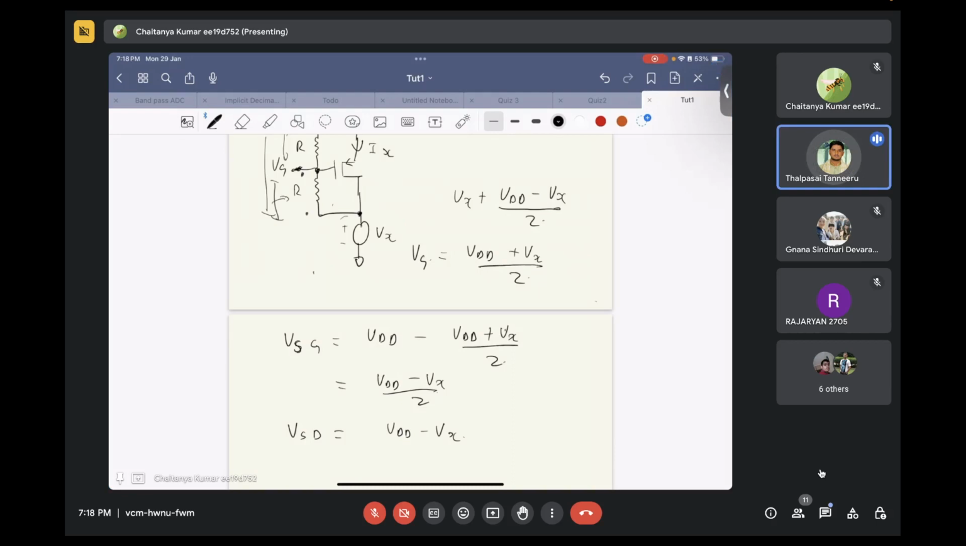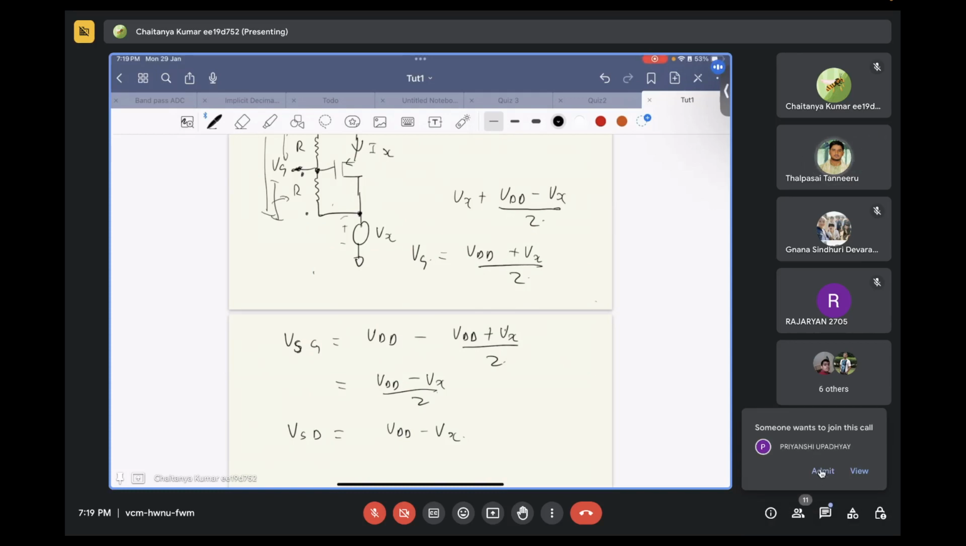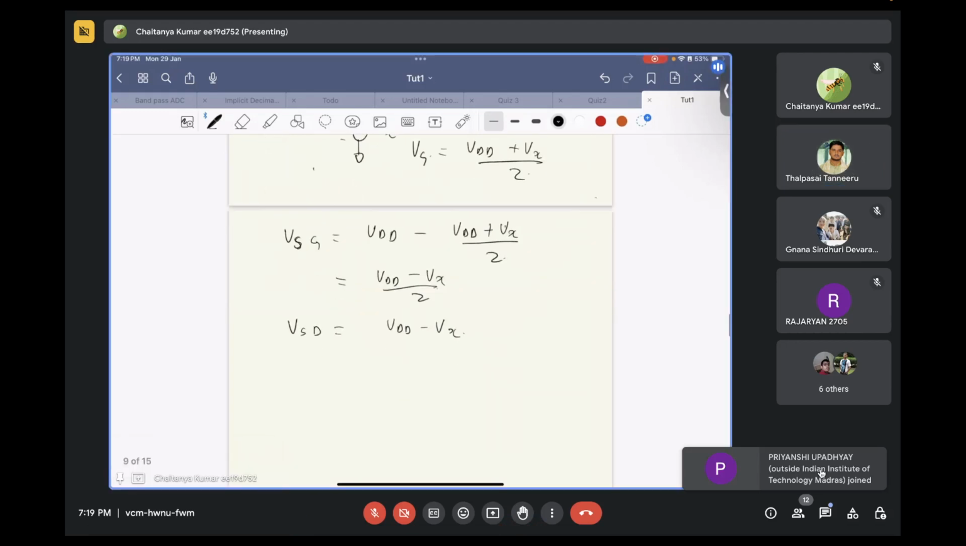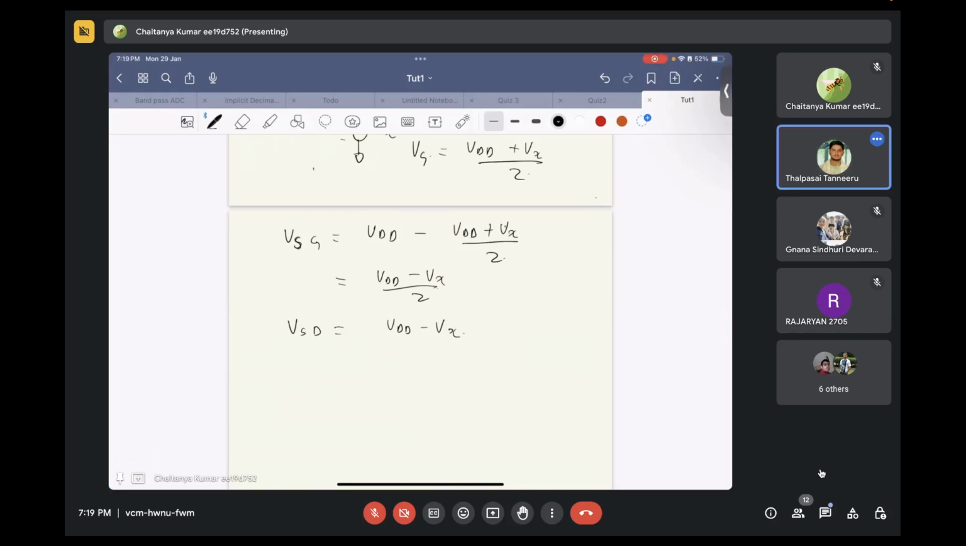Sir, it will go into triode based on the Vx value. Okay, so what value of Vx does it need to have for this circuit to go into triode? It should be less than VDD by 2. Let's write the equation. You are saying it will go to triode. What is the condition for it to go to triode? VSD should be less than or equal to VSG minus modulus of Vt.